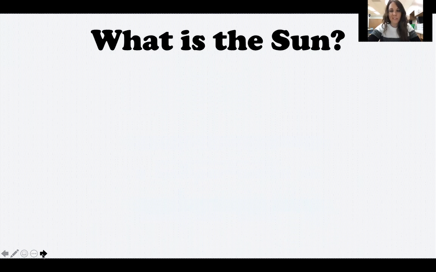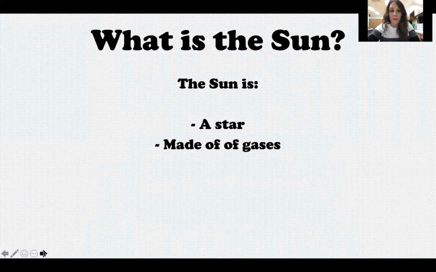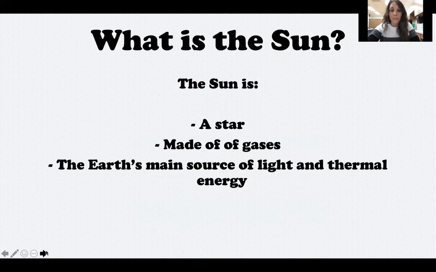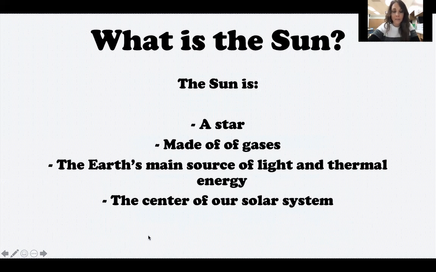So let's talk about what the sun is. The sun is a star. You may not know that, and we'll talk about what makes it a star in just a minute. The sun is made up of gases. The sun is the Earth's main source of light and thermal energy. Hopefully you remember that thermal energy means heat. So in other words, we get our light and our heat from the sun. And the sun is the center of our solar system, which again, we'll talk more about in just a second.